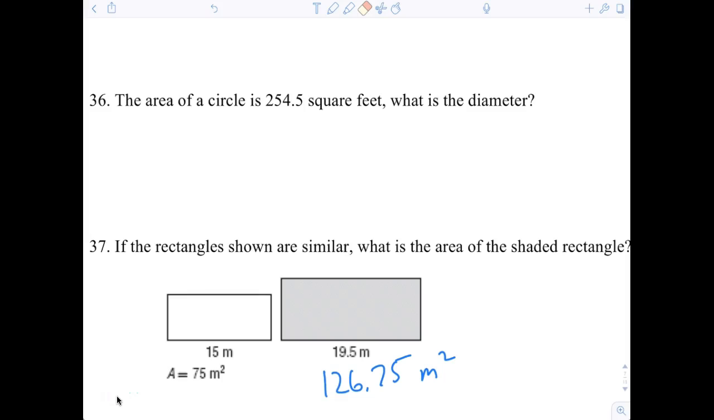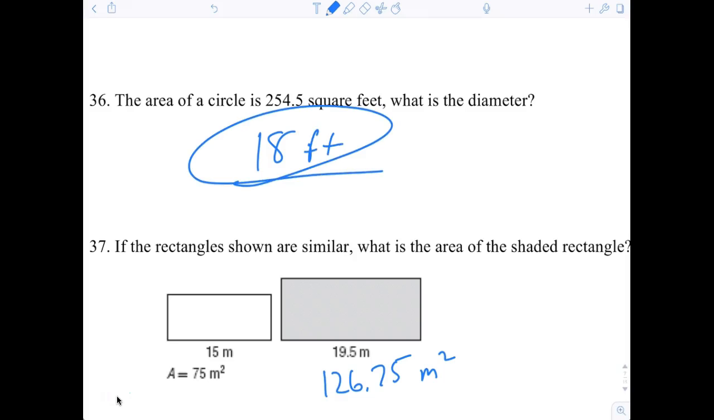All right, so let's double check because it's a little bit off, and I wouldn't care on the test, of course. Just do 254.5 divided by pi. What does that say? If it says 81 point something, then you automatically know they just want what? 9, probably. Right, 0.01. So, yep, I'm good with that. 18 feet.